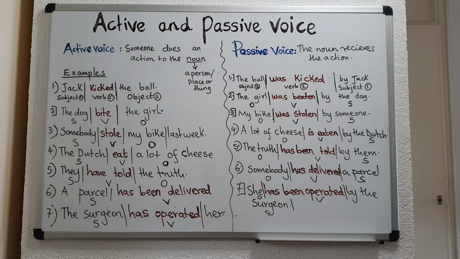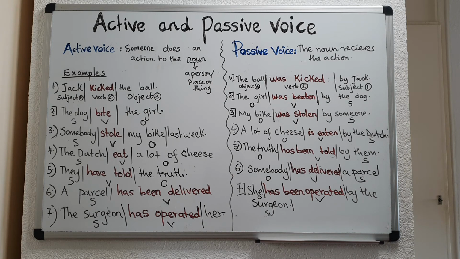Number 2, the dog beat the girl. We begin with the object, so the girl, followed by the verb. And this time, the dog beat becomes was beaten because it has already happened. The dog beat the girl. What happened to the girl? The girl was beaten by the dog. Okay.